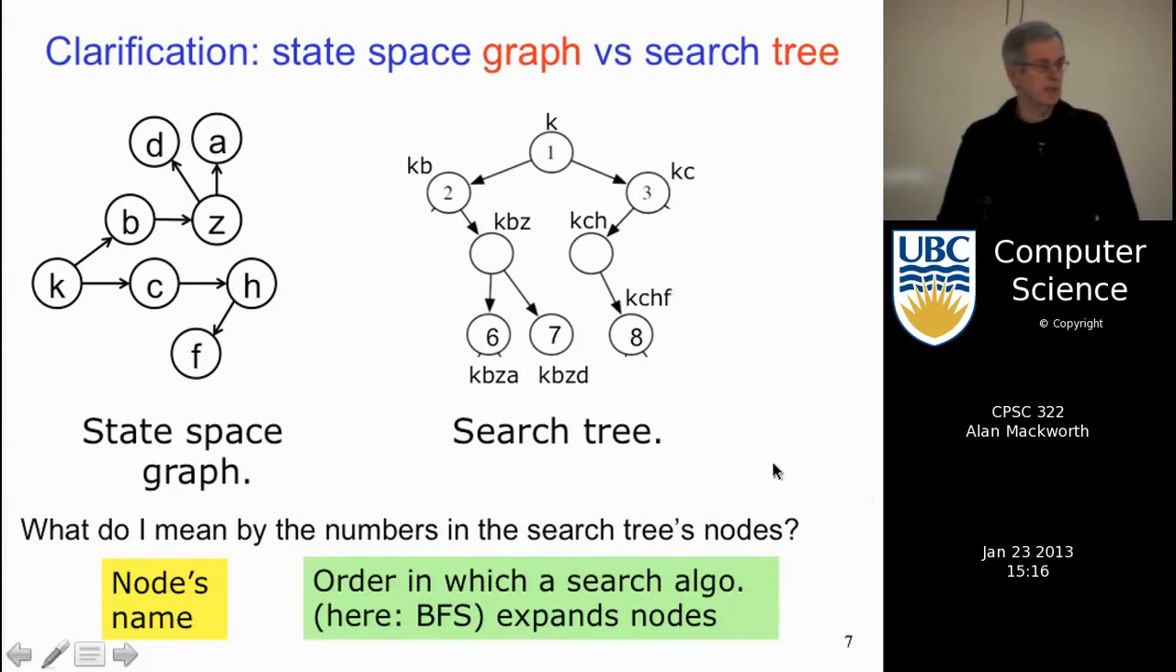Right. It's the order in which they're expanded as they're taken off the frontier for our generic search algorithm, the order in which they're expanded, taken off the frontier. Okay? Question? Yes, can you go back one slide?